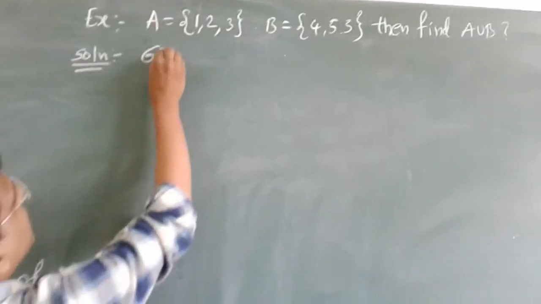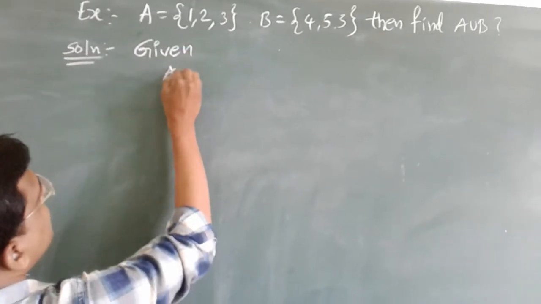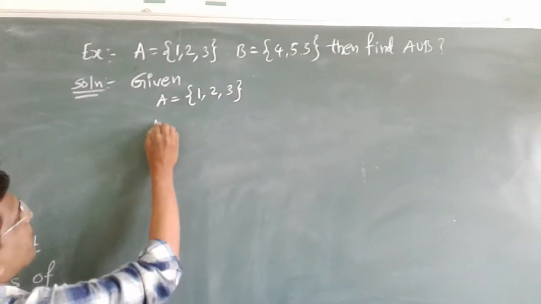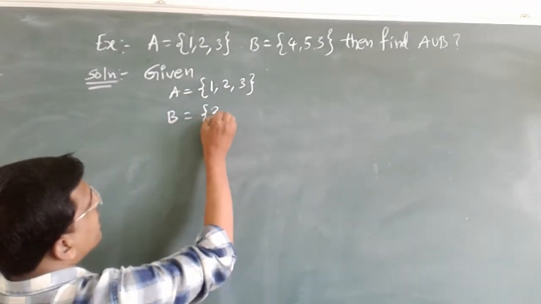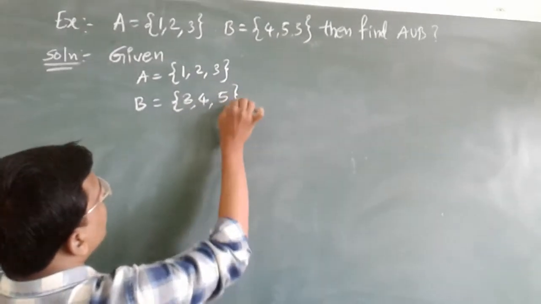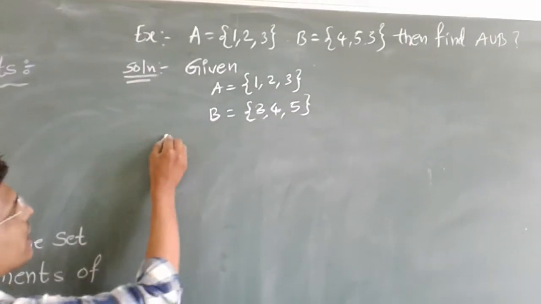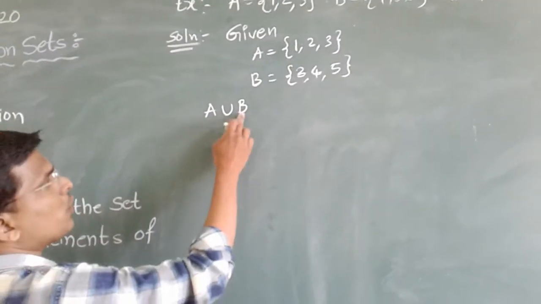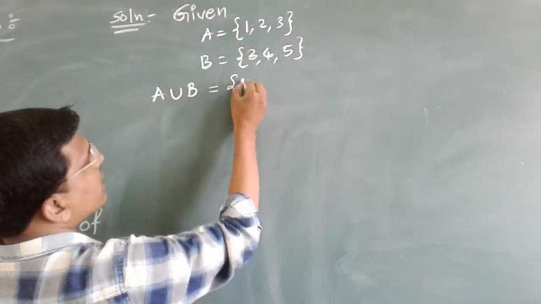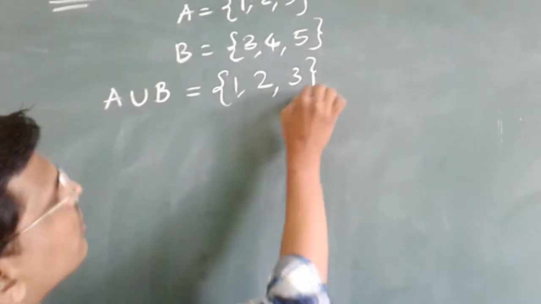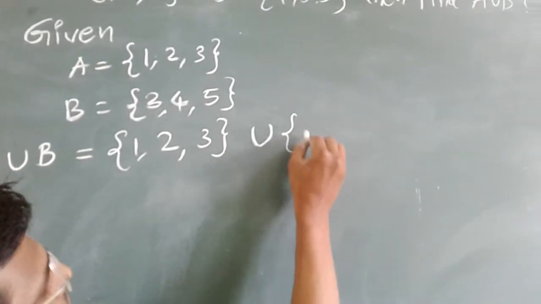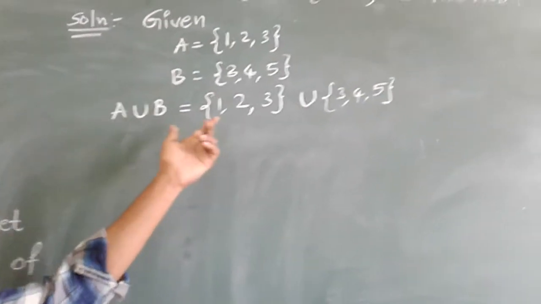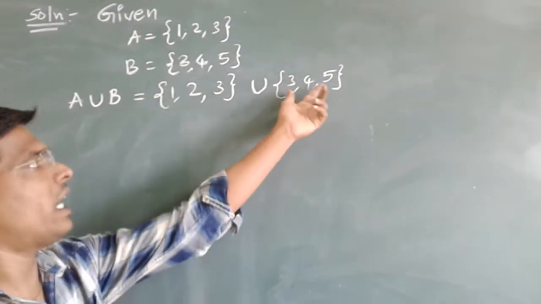Write what is given. Given A is equal to {1, 2, 3} and the set B is equal to {3, 4, 5}. You can write 3 first, no problem. A union B is equal to, first you write the first set {1, 2, 3} union, next {3, 4, 5}. First A set, union, and B set.